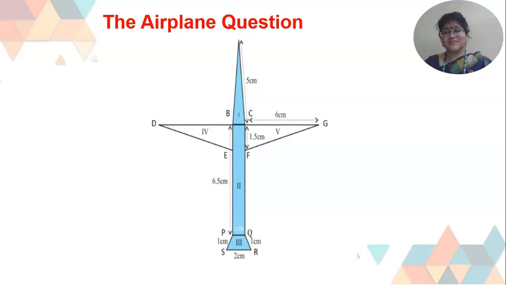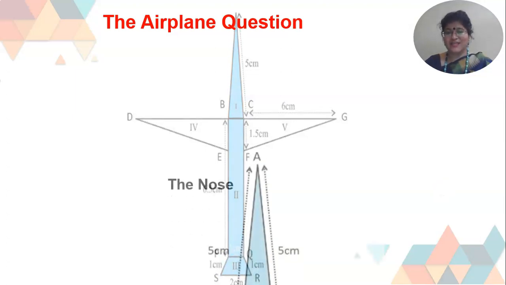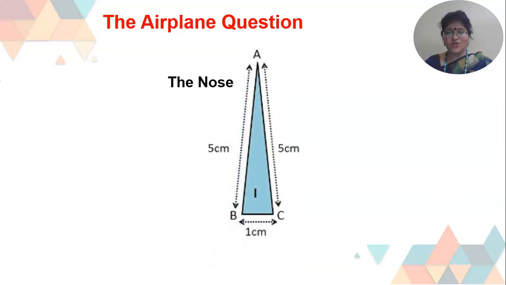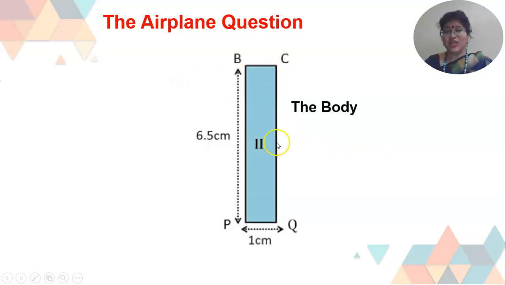And there comes the airplane question, the very famous airplane question where Radha makes a paper plane and we had to find out the area of all the 5 regions. So how did we do this? We segregated it into different parts. The nose of the plane, where we calculated this area by using Heron's formula. The body of the plane, which is in the shape of a rectangle, we found out the area by using the formula length into breadth.